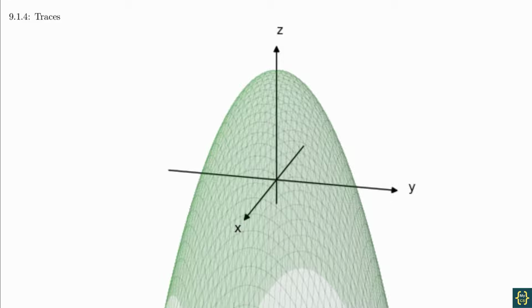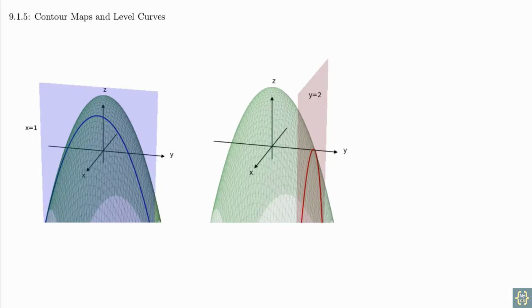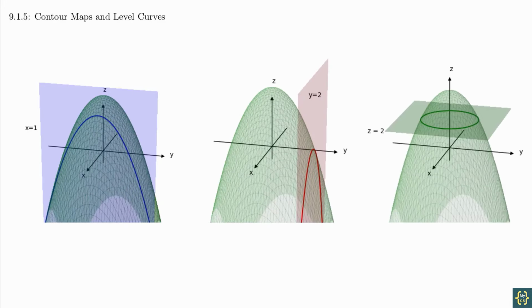A similar concept to traces is that of a level curve. Traces are what you get when you slice a graph using planes with either the x or the y variable being fixed. A level curve is what you get when you slice a graph using planes with the z variable being fixed. In other words, a level curve tells us all the points on the graph that are at a specific height. This gives us another way to understand the shape or behavior of a function.